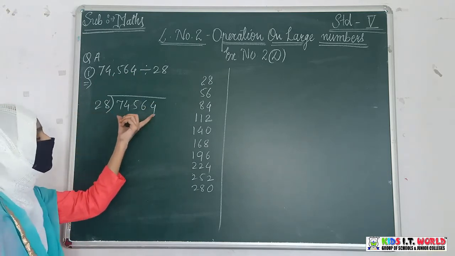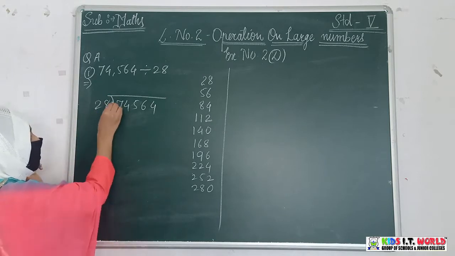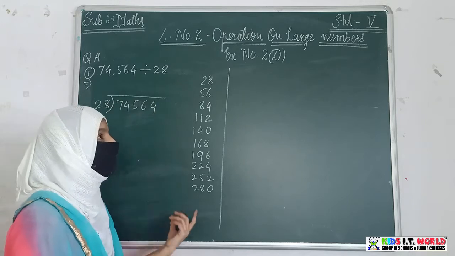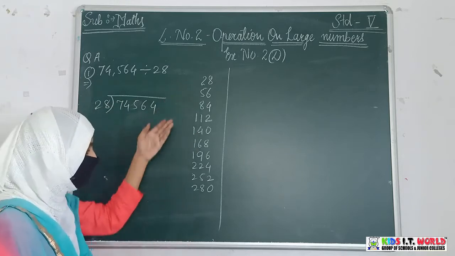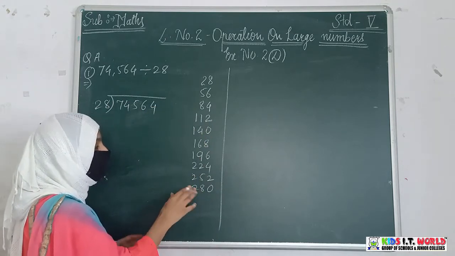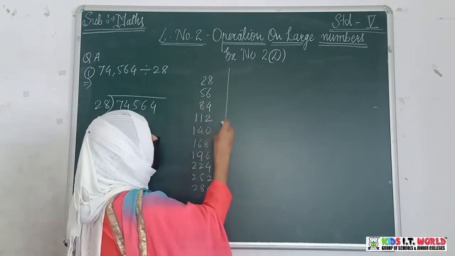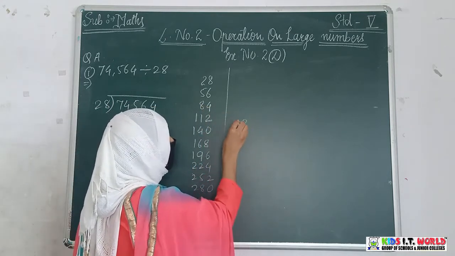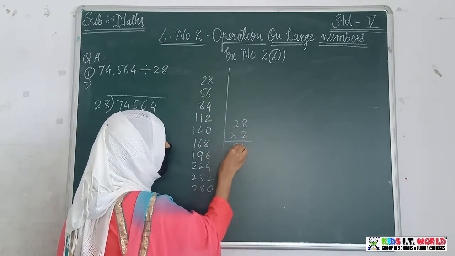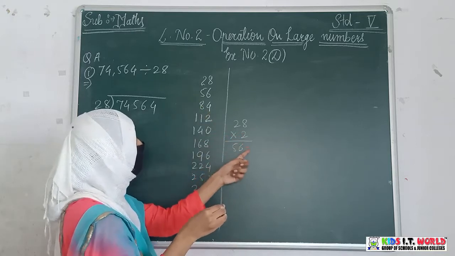To find out the division, you need to learn the table. If you have not learned this table, you can make a table by yourself. Here I have written the 28 table. If you are not able to write it directly, you can make the table like this. 28, one time you know, then multiply it by 2, you will get 56. So you got the 28 twos are 56.